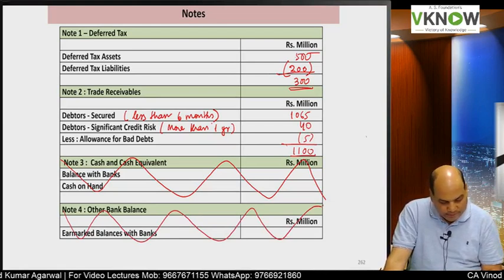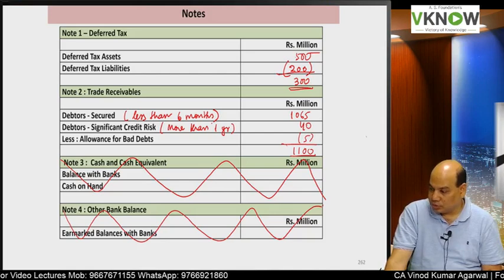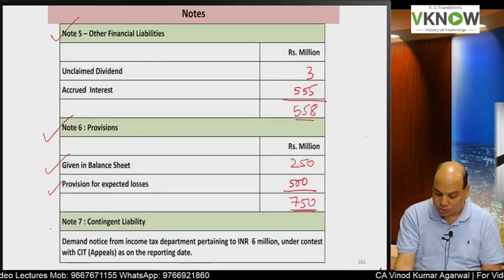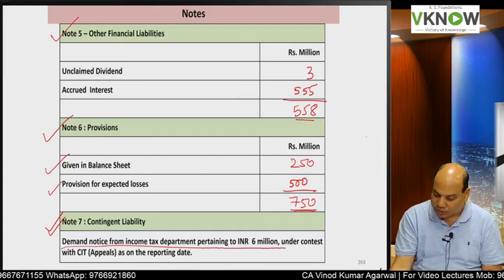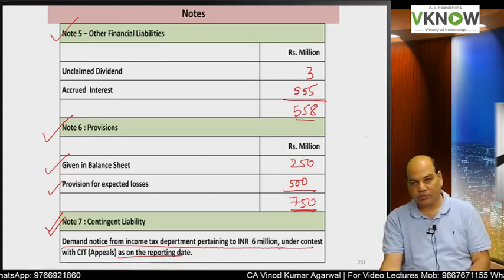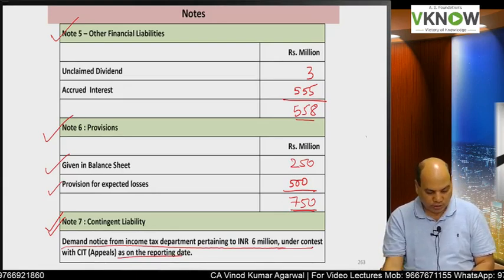Next line, note number 1 in the question we have read does not require any disclosure. Note number 2 requires disclosure of contingent liability. So just check, is it already printed in the book? Demand notice from Income Tax Department pertaining to INR 6 million under contest with CIT appeal on the reporting date. You need not remember this line, you can write in your own way.